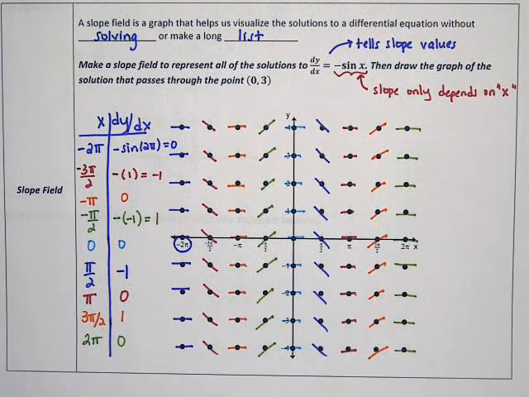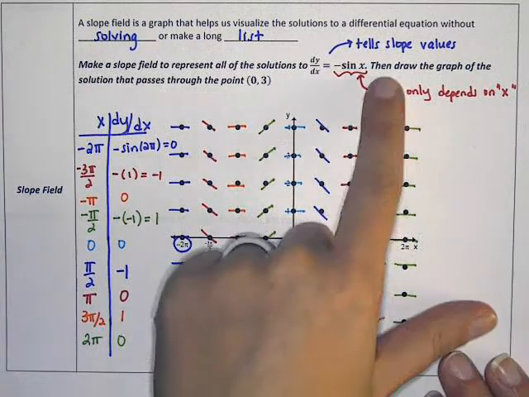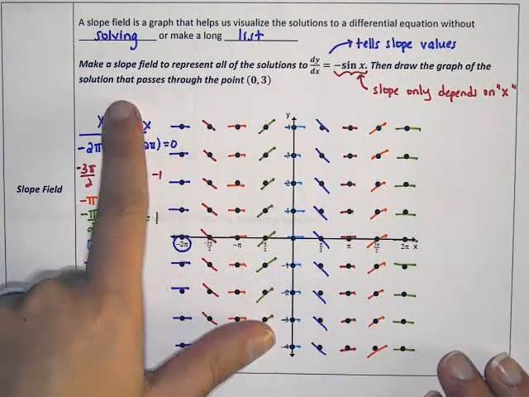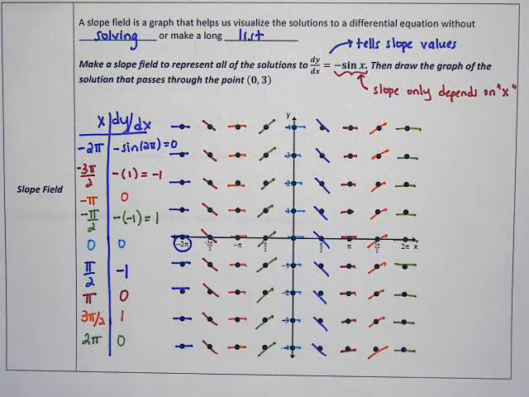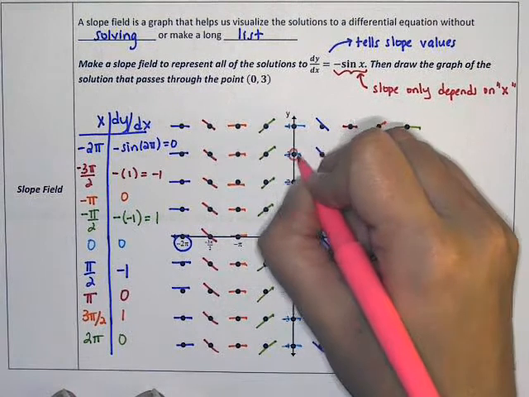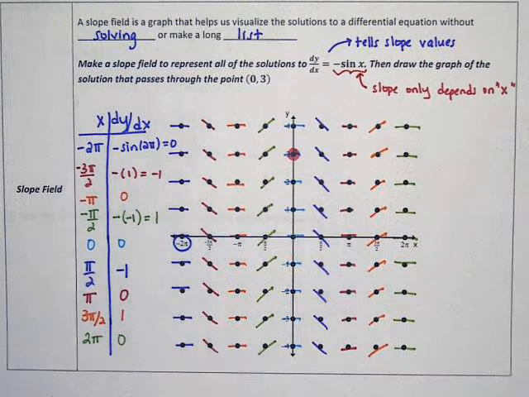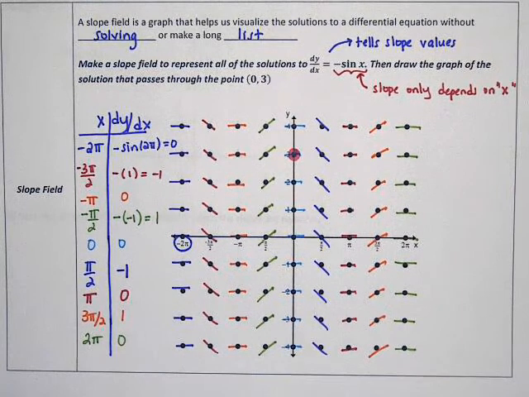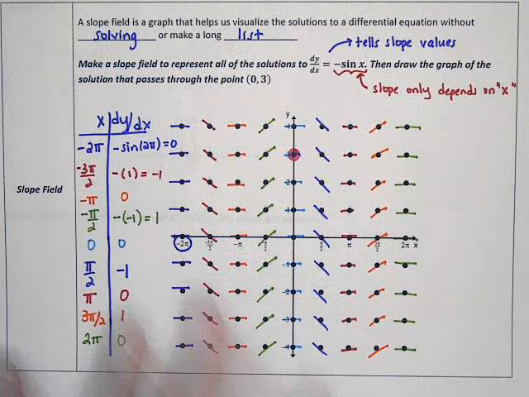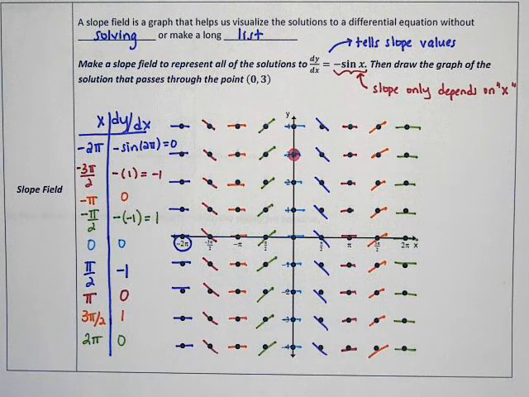Now we're going to try the second part of the question, which says, then draw the graph of the solution that passes through the point 0, 3. So let's find the point 0, 3. On this graph, the point 0, 3 would be located right here. So we want to draw the particular solution that's going to go through that point. What I'm going to do is treat this like a wind tunnel that sort of shows me the direction. I don't have to follow any of these lines exactly. I just have to follow the direction.